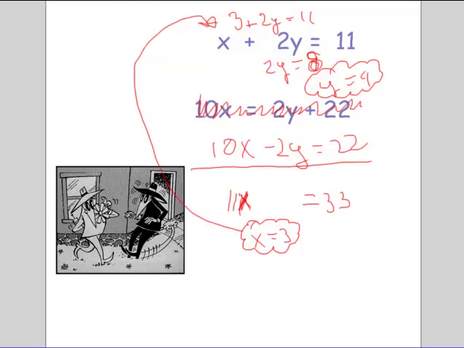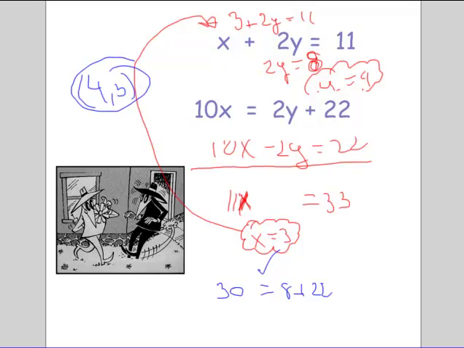So now we are going to plug into this equation and check our answer. So x equals 3, so that's going to be 30, and y is equal to 4, so that's minus 8, equals 22. Is that true? Yes, it is. So my answer is 3, 4. Checks out.